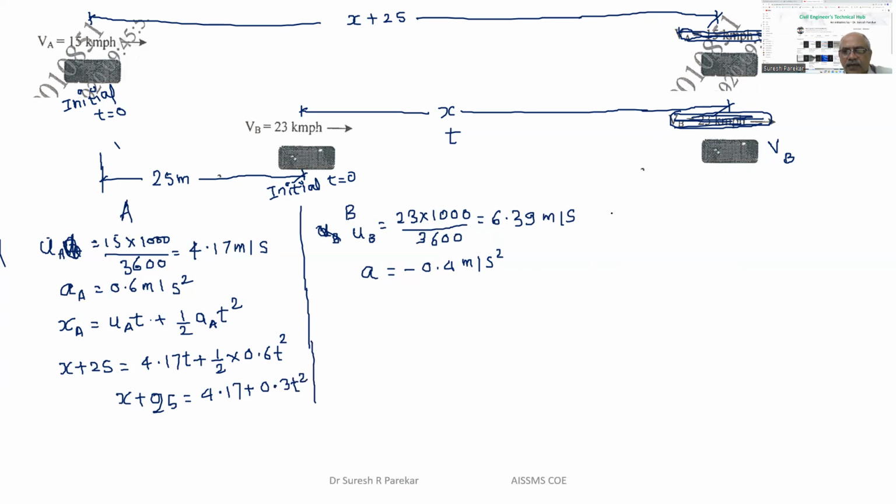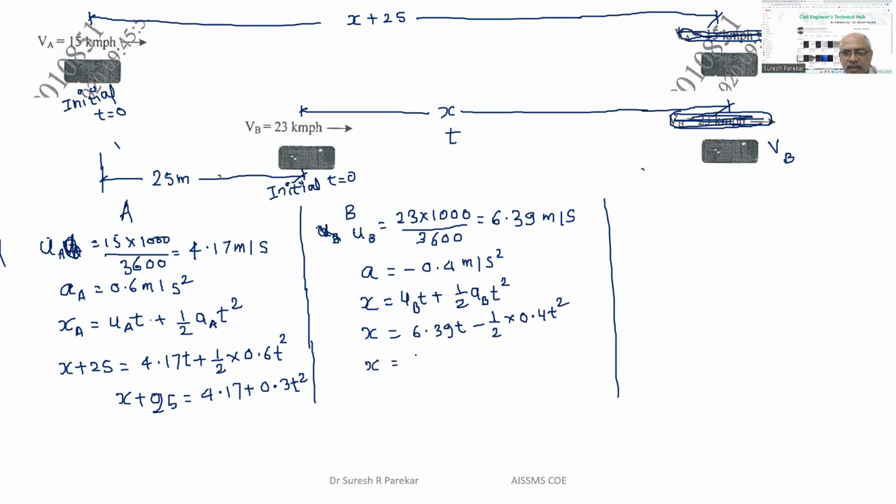Now if I write it for B, then this x is equal to u_B t plus half a_B into t square. Now u_B we have 6.39 T minus, because it is deceleration, 0.4 T square. And I will get the value of x equal to 6.39 T minus 0.2 T square. I will mention this is equation 1 and this is equation 2.